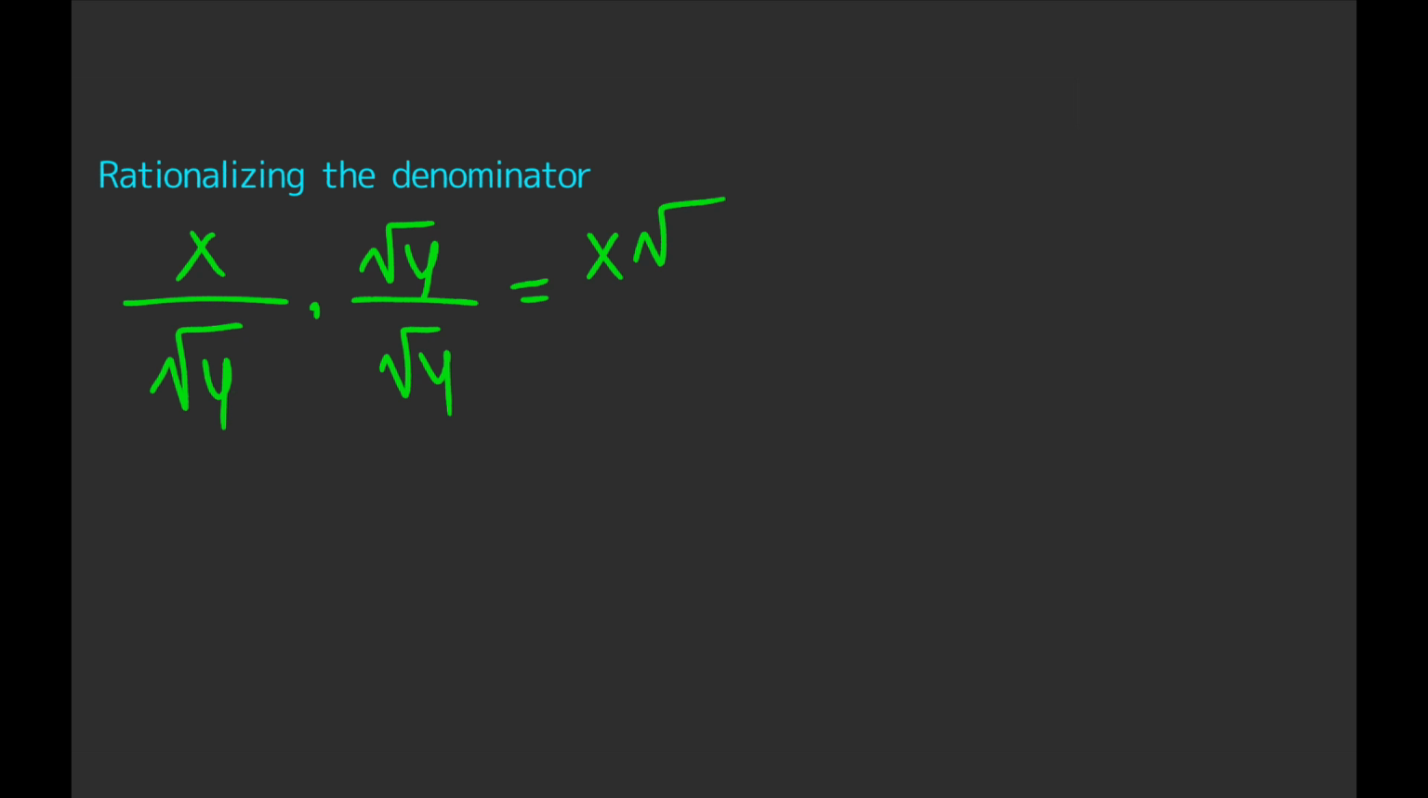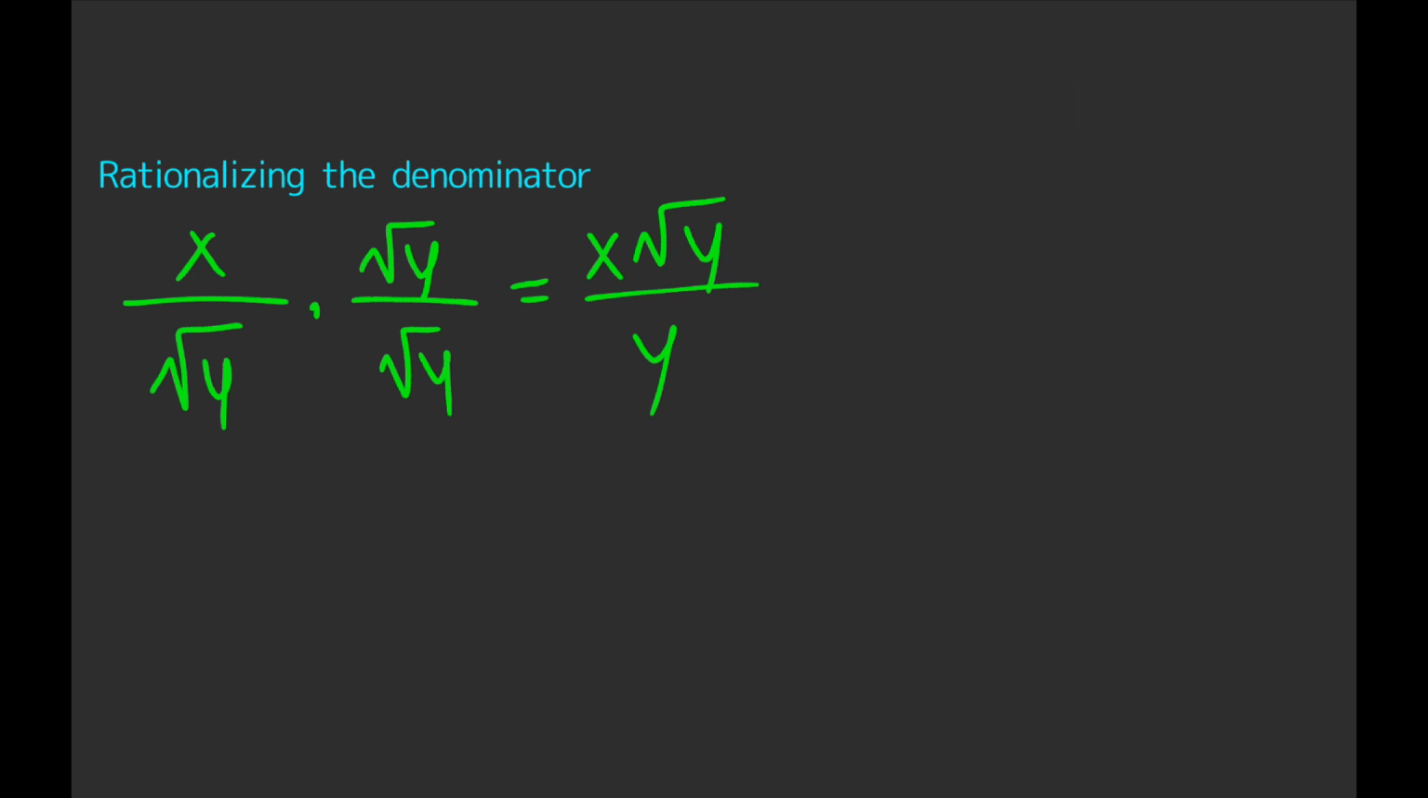rationalizing one-term radical expressions, and what that looked like was x, which is any expression, over the square root of y, where y is also any expression. And the way we'd rationalize that is we'd multiply the top and the bottom by the square root of y, and we get x times the square root of y divided by y. So as you can see, the radicals in the denominator cancel out. So that is with one term.